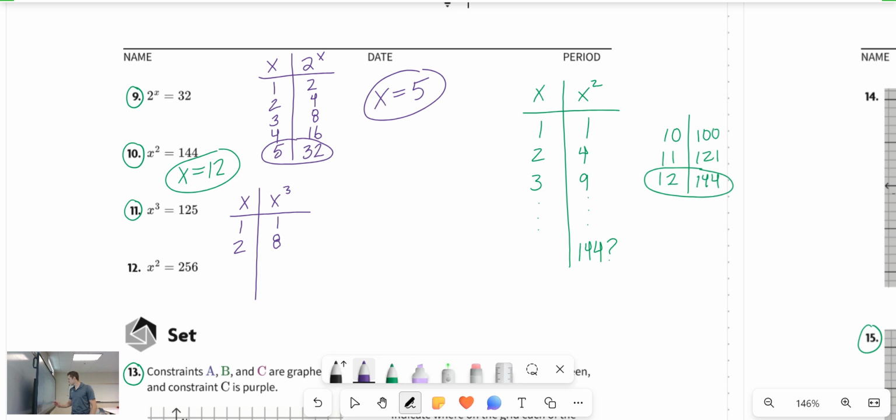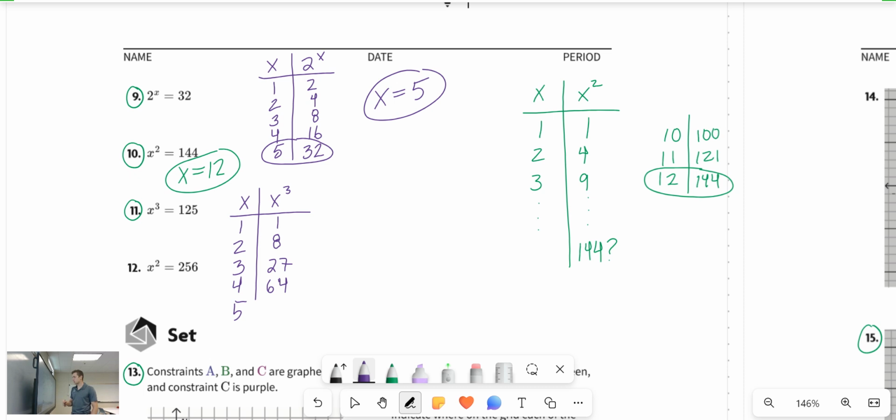If we plug in a 3, 3 times 3 is 9, 9 times 3 is 27. All right, we're getting up there. 4 times 4 is 16, 16 times 4 is 64. Oh, that was a big jump. I have a feeling it's going to be 5, but let's check.